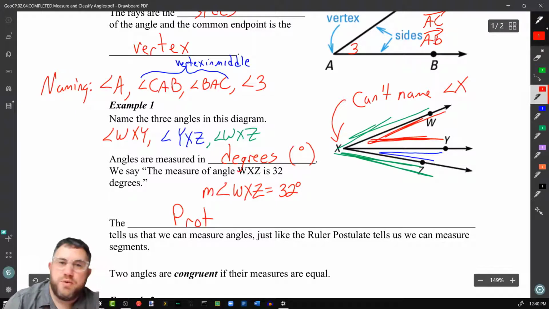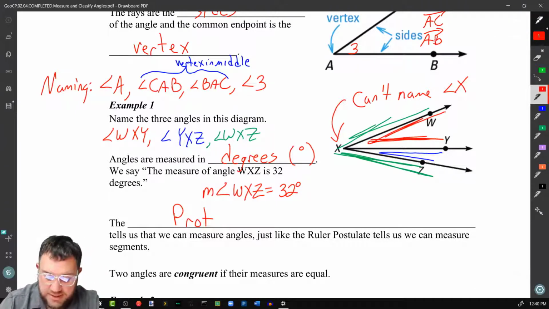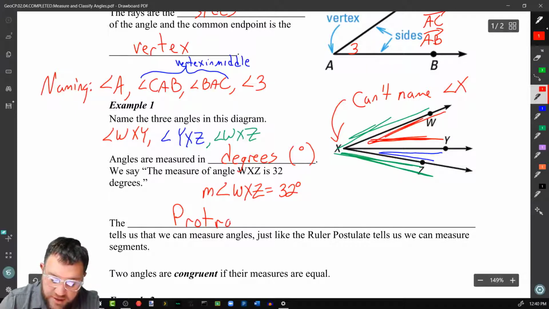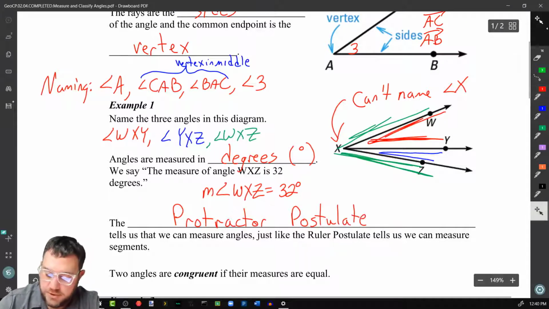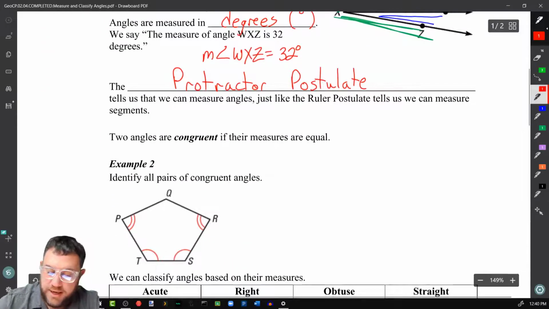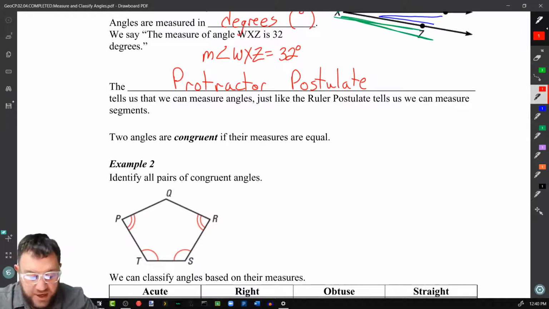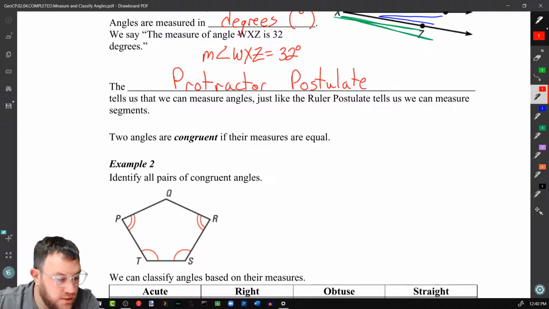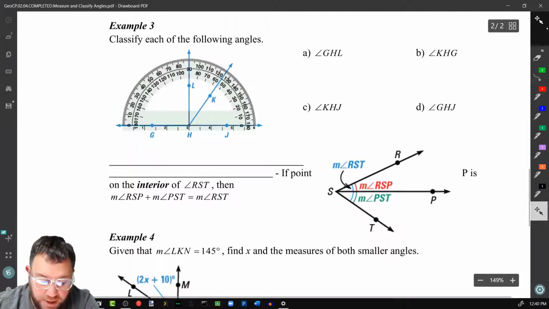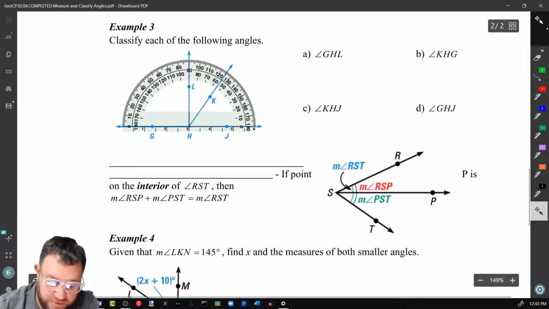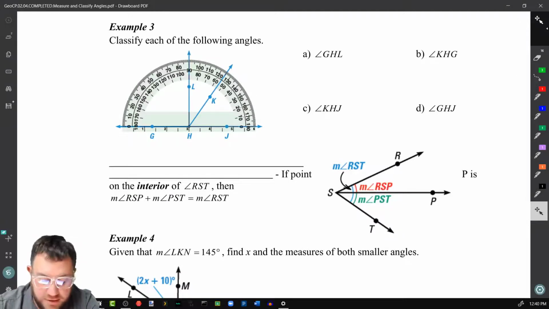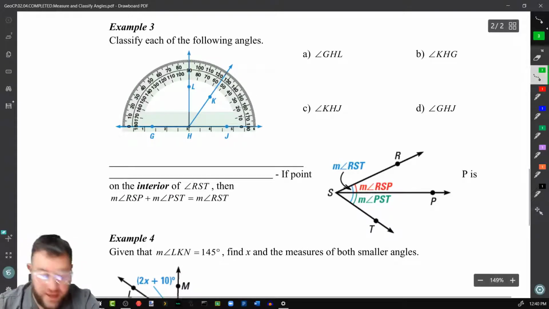And just like we had the ruler postulate for segments, we have the protractor postulate for angles. And it basically says that we are allowed to measure angles. We have a way to do that. And for those of you who don't know what a protractor is, on the back page of your notes, that's a protractor. It allows you to measure angles.